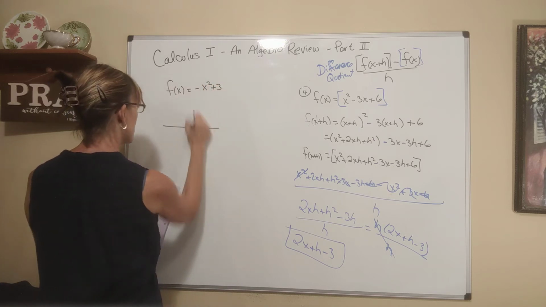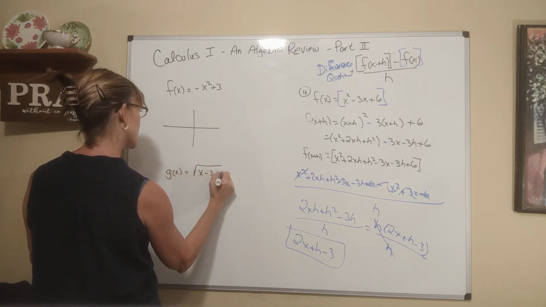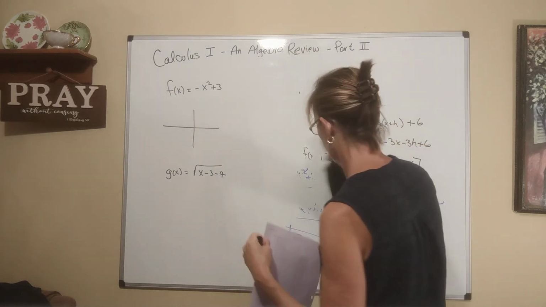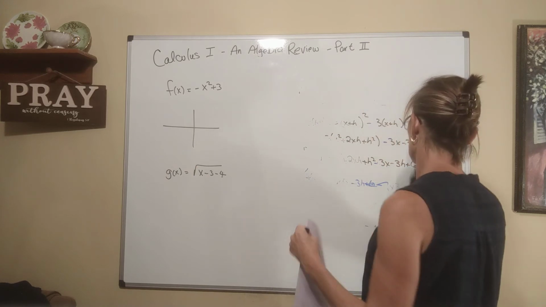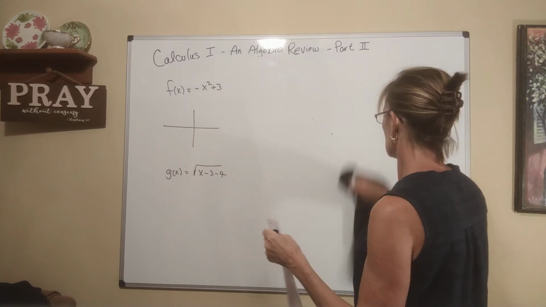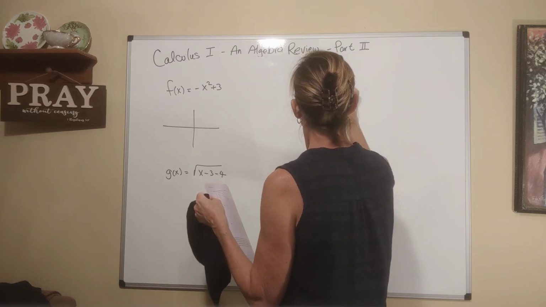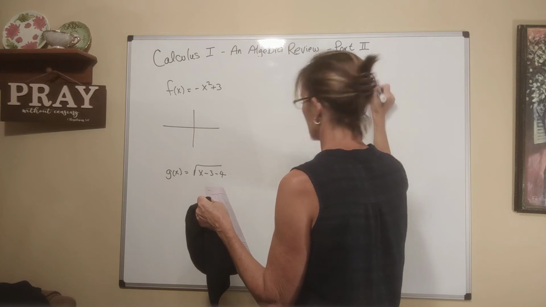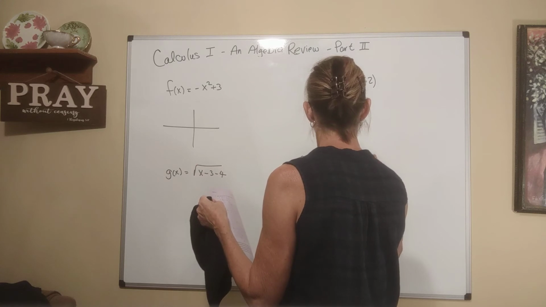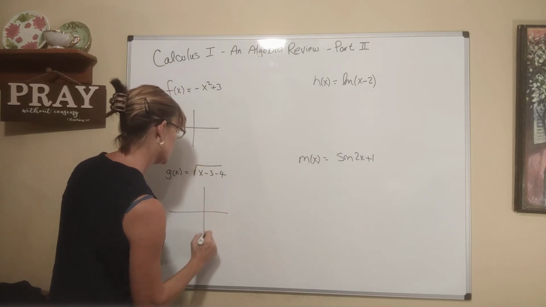Okay, let's do that. Or we have g of x is equal to the square root of x minus 3, minus 4. Or if we have the natural log of x minus 2, or if we have m of x is the sine of 2x plus 1. Okay, let's do these. These are graphs that we should know how to graph at this point. So let me just remind you how this goes.